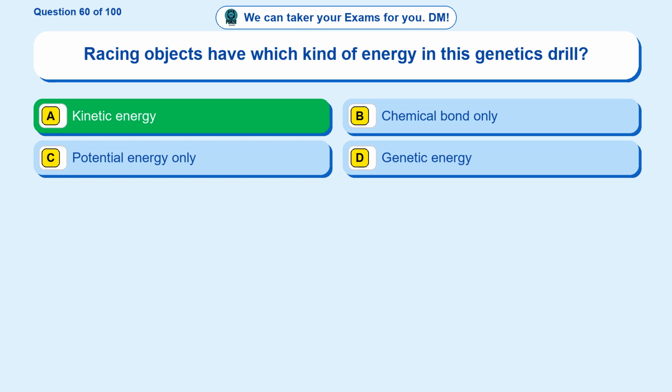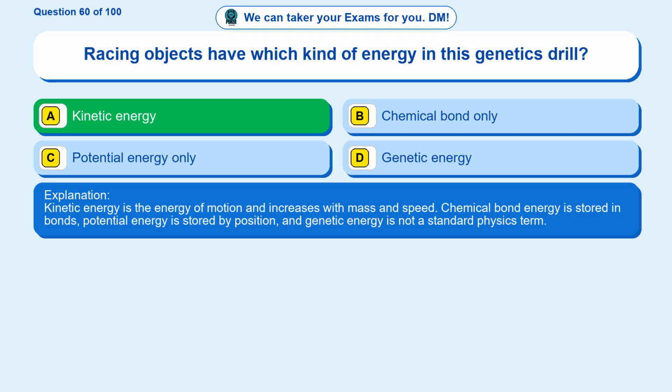Kinetic energy. Kinetic energy is the energy of motion and increases with mass and speed. Chemical bond energy is stored in bonds, potential energy is stored by position, and genetic energy is not a standard physics term.